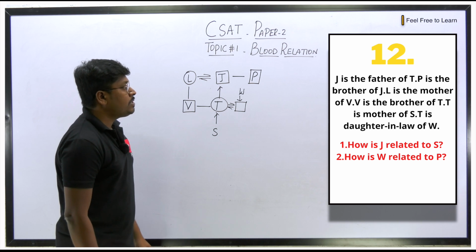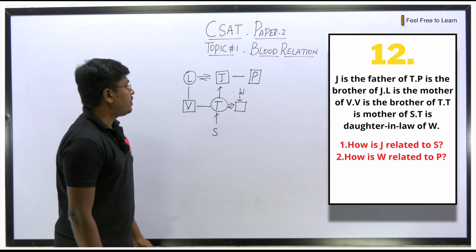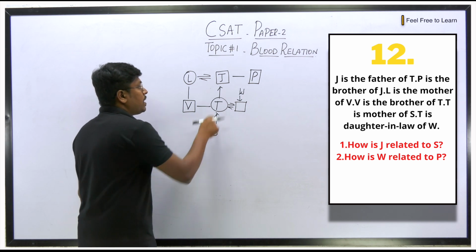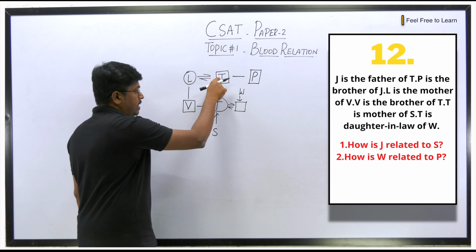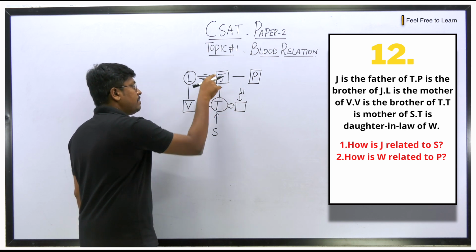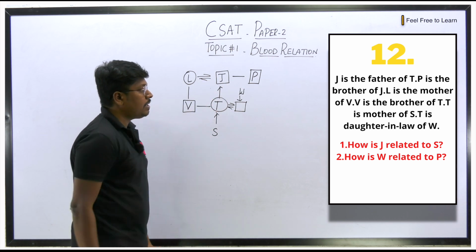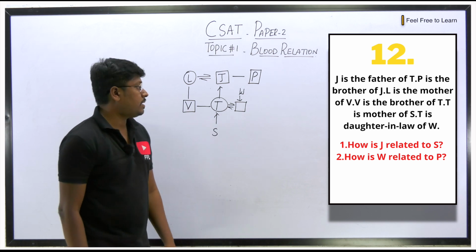So first point, how J is related to S. So from S, our target is to find what is the relation of J. So from S, the relation of J will be, T will be mother. So mother, father, it should be a grandfather, right? So the answer for the question is grandfather.